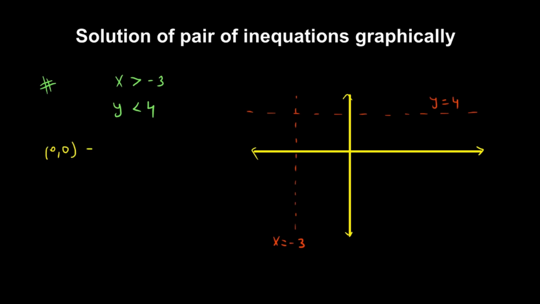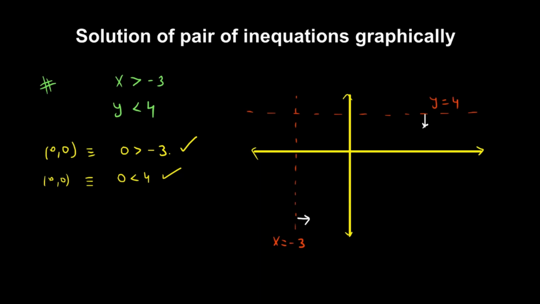So 0 comma 0, if we place it in the first inequation, then this becomes 0 is greater than -3. Is 0 greater than -3? Yes, 0 is greater than a negative number, and hence the shaded region will be towards the origin, which is over on the right. Likewise, if we place 0 comma 0 in the second one, so 0 is less than 4. Is 0 less than 4? Yes. So the inequation will definitely point towards the origin.